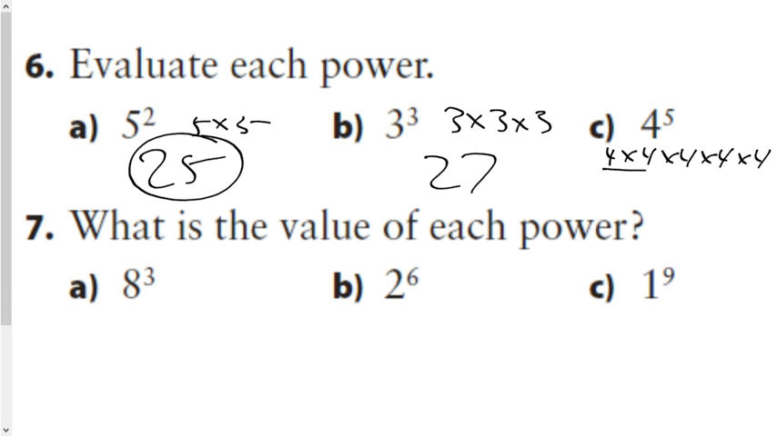So 16 times 16 is 256. And if I think about 256 times 4, 24, 22, 10, I get 1,024.